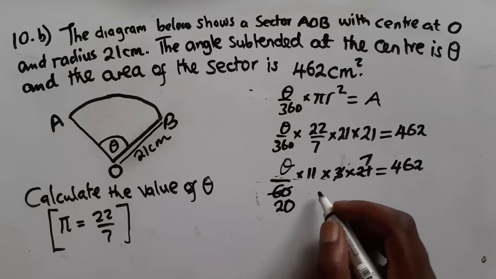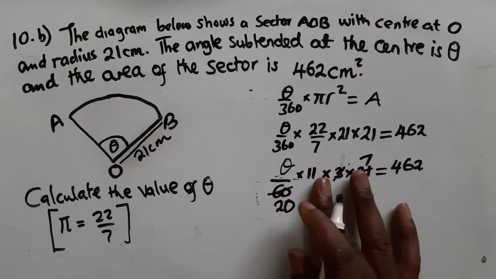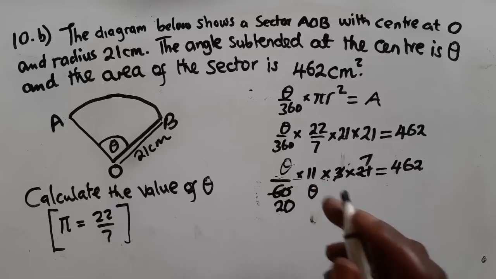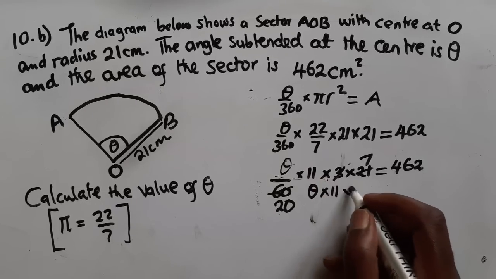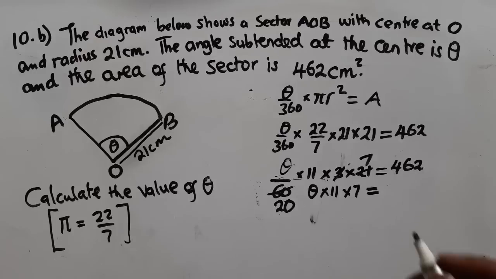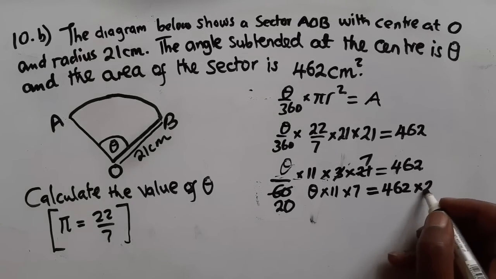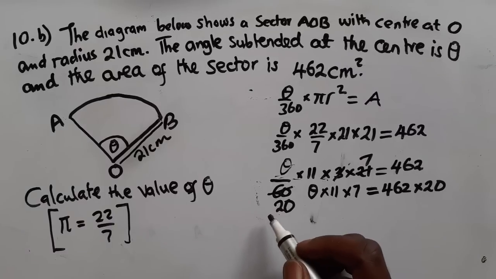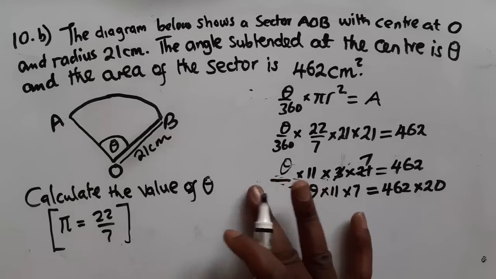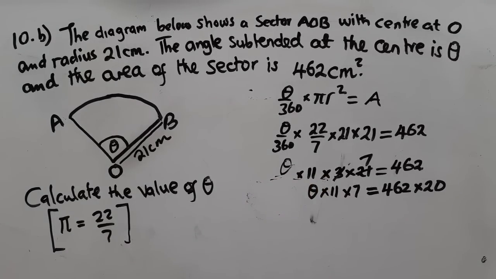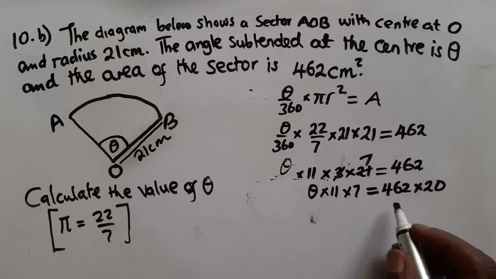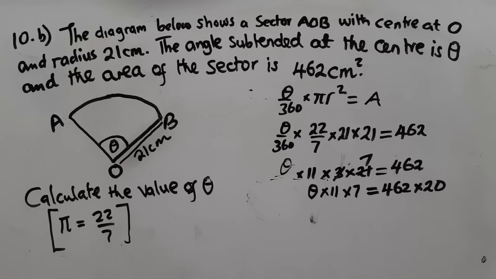So at this point now, this side we are remaining with theta. This is theta, not q. Theta multiplied by 11 multiplied by 7. This will be equal now to 462 multiplied by 20, where I said you cross multiply at that point. So this side we no longer have this. Now, this is a point at which we have to begin to work out on both sides and simplify to see what we are going to get. That is the bottom line.